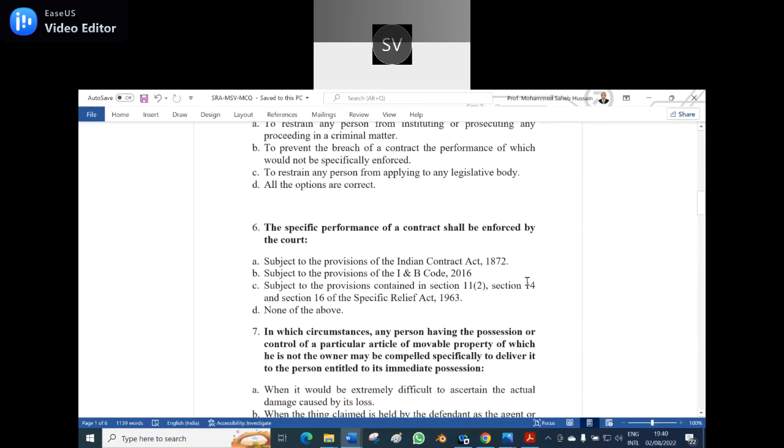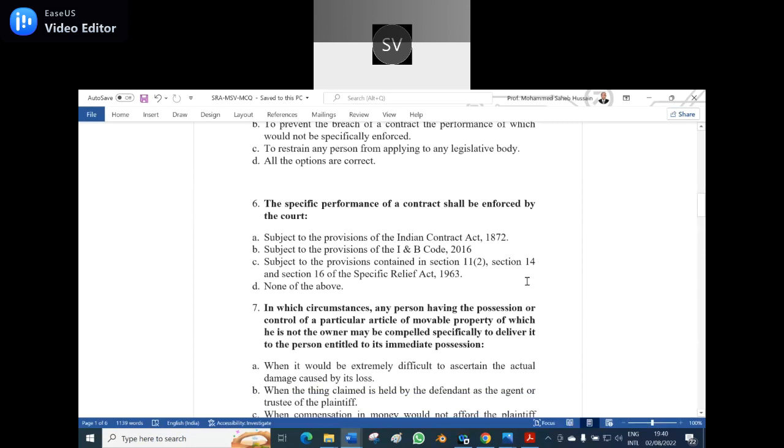Sixth question. The specific performance of a contract shall be enforced by the court: option A, subject to the provisions in the Indian Contract Act 1872. Option B, the provisions contained in the Act. Option C. Option D, none of the above. Which is the right answer for the sixth question?